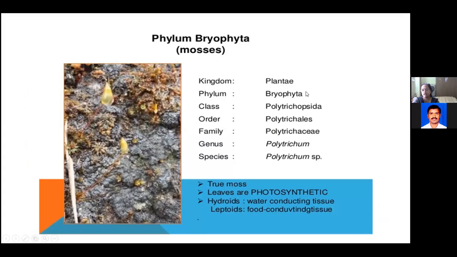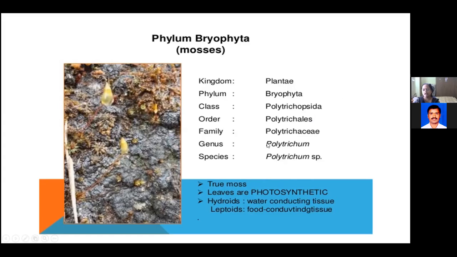Plantae, it belongs to the phylum Bryophyta. The class Polytrichopsida, this is according to the new classification, but we call it Bryopsida. Okay, it belongs to the class Bryopsida or Bryidae, one and the same. Order Polytrichales, family Polytrichaceae, genus Polytrichum, and the species. Okay, so this plant, Polytrichum, is considered the true moss plant.